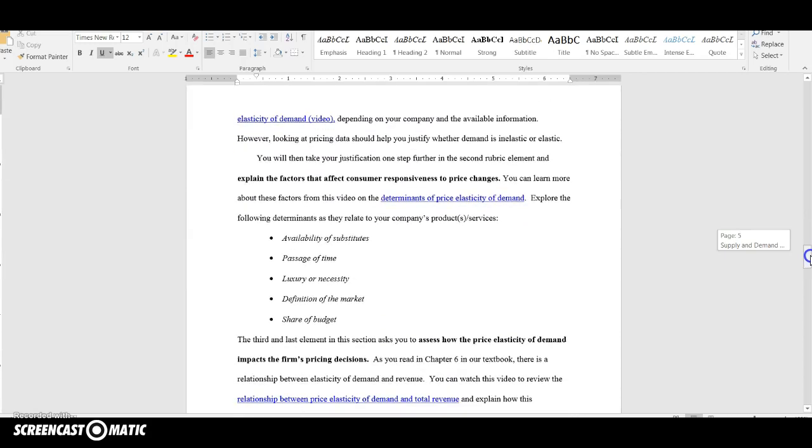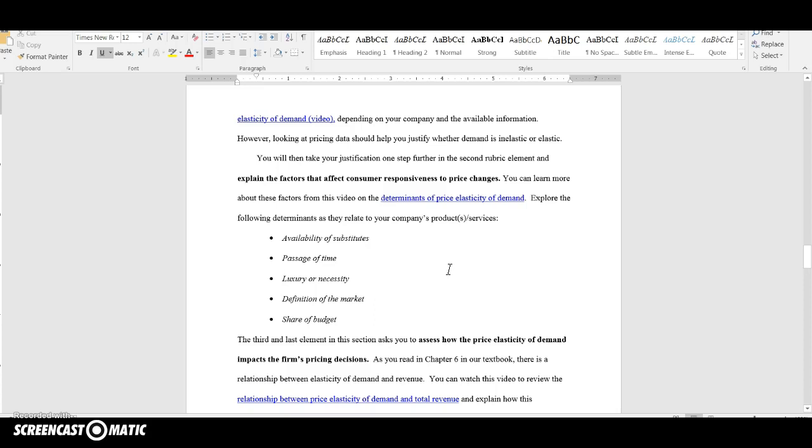And now to further support that element, you're going to look at the factors that determine price elasticity of demand. So just like we had determinants of demand and determinants of supply, we also have determinants of price elasticity. So this link will take you to, again, the video from our textbook, but then I've also listed here the determinants. Not all of these will necessarily apply to your product in a really meaningful way. Some might apply more than others in really affecting that price elasticity of demand.